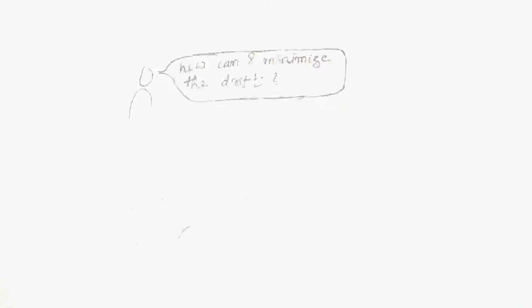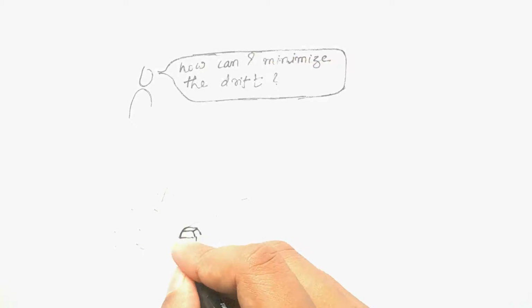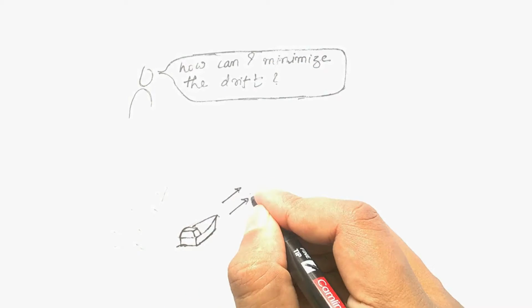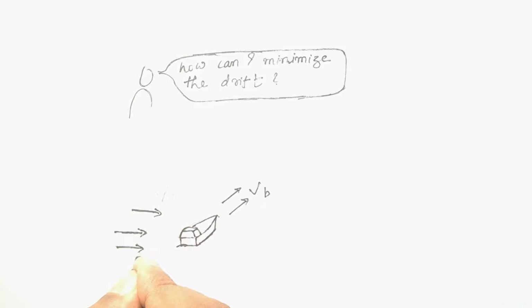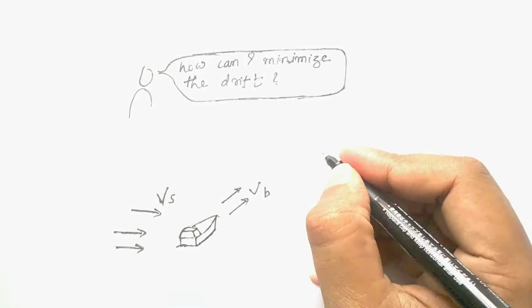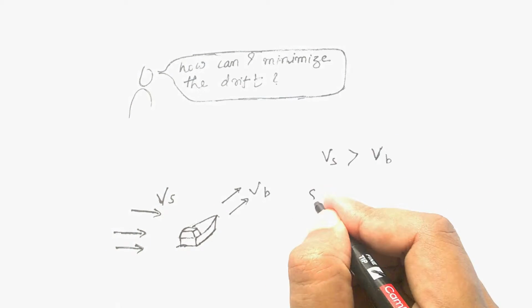The first thing that every sane person would think about is how can he minimize the drift by the river. Now you should keep in mind that we are talking about a flood situation. So it is obvious that the flow speed will be very high. Now let us assume that the flow speed is twice the speed of your boat.